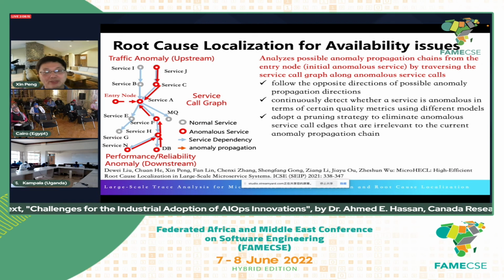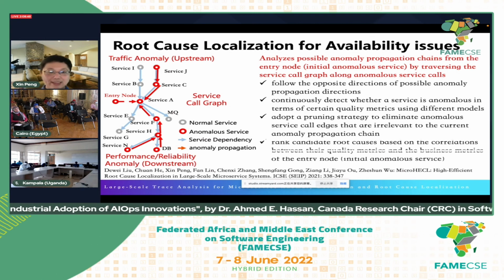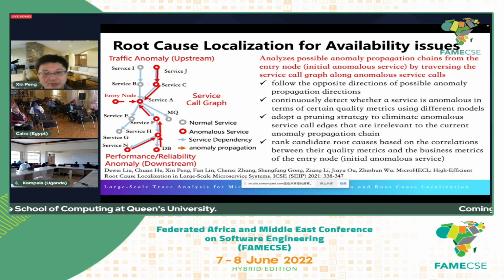Then we also adopt a pruning strategy, because you know that the service call graph can be very, very big. And as I mentioned just now, we want to localize the fault in a very short time, for example, in 3 minutes or 5 minutes. So the root cause localization technique should be very efficient. So we adopt a pruning strategy to eliminate anomalous service call edges that are irrelevant to the current anomaly propagation chain. And finally, based on the above steps, we can have a set of candidate root causes. Then we will rank the candidate root causes based on the correlations between their quality metrics and the business metrics of the entry node.